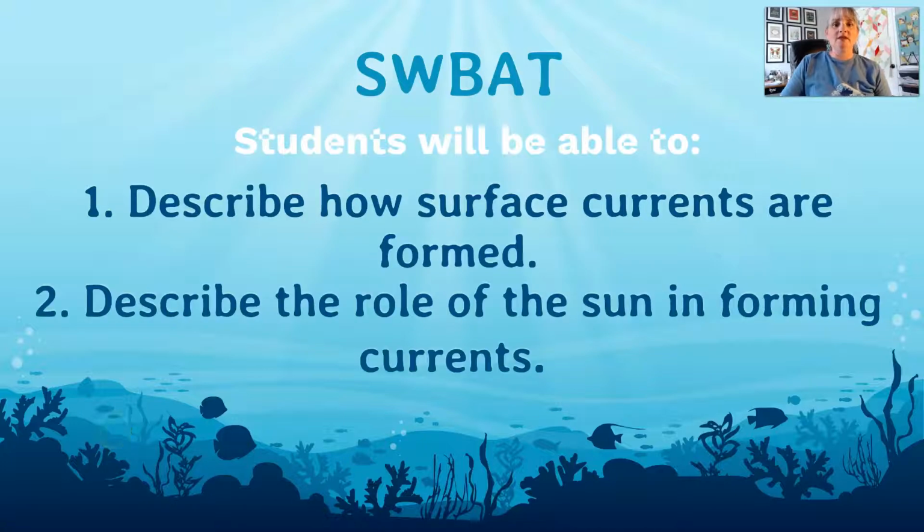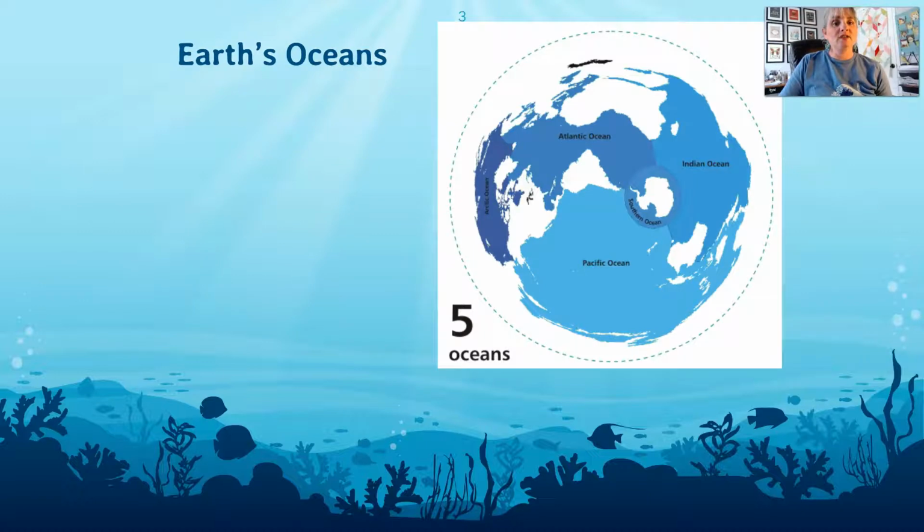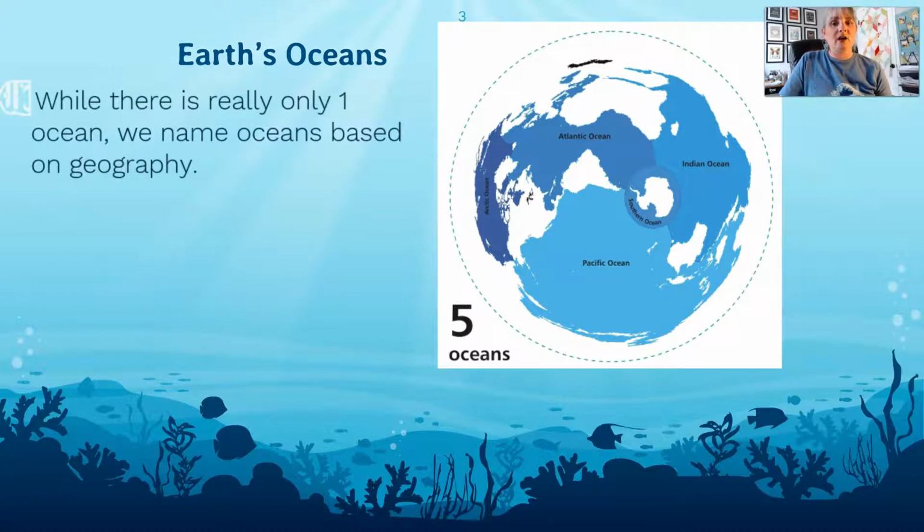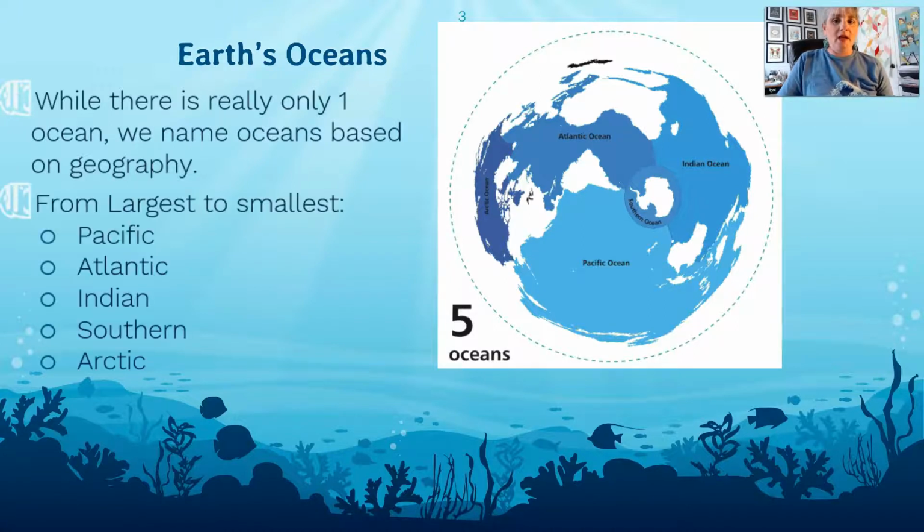SWABOT: Students will be able to describe how surface currents are formed and describe the role of the sun in forming currents. All right, so here we've got our 5 oceans. And while there's really only one ocean, we name oceans based on geography. And from largest to smallest, we've got the Pacific, Atlantic, Indian, Southern, and Arctic.